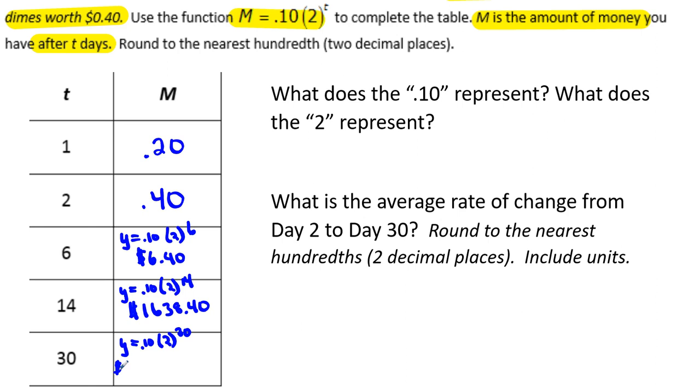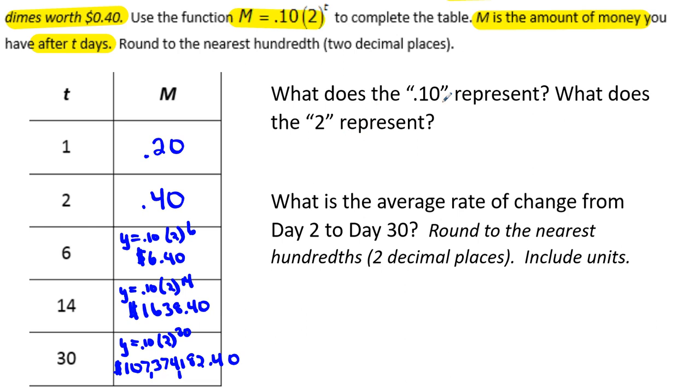Let's see if I can make sure I get this right. It's 107,374,182.40. So put a comma here, a comma here. There you go. 107,374,182.40. My God, that's amazing. Now they ask some questions. What does the 0.10 represent? What does the 2 represent?